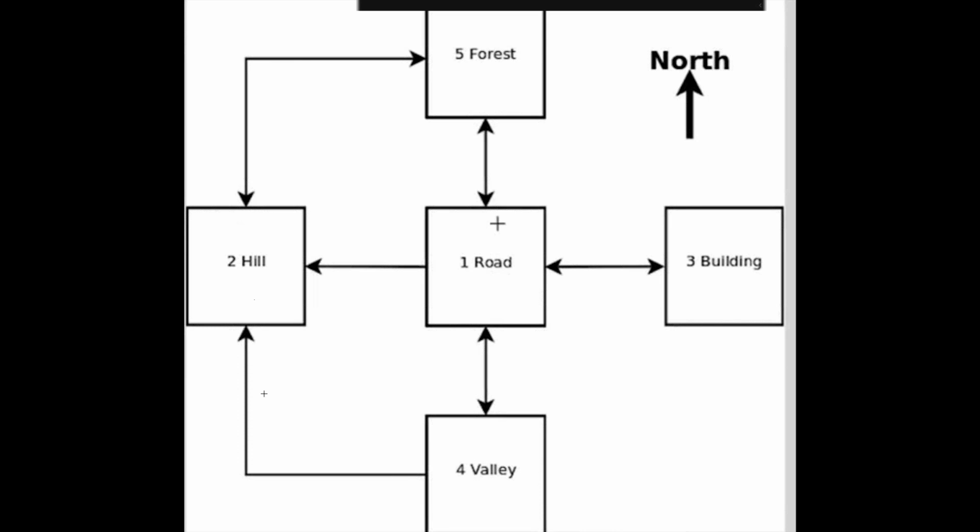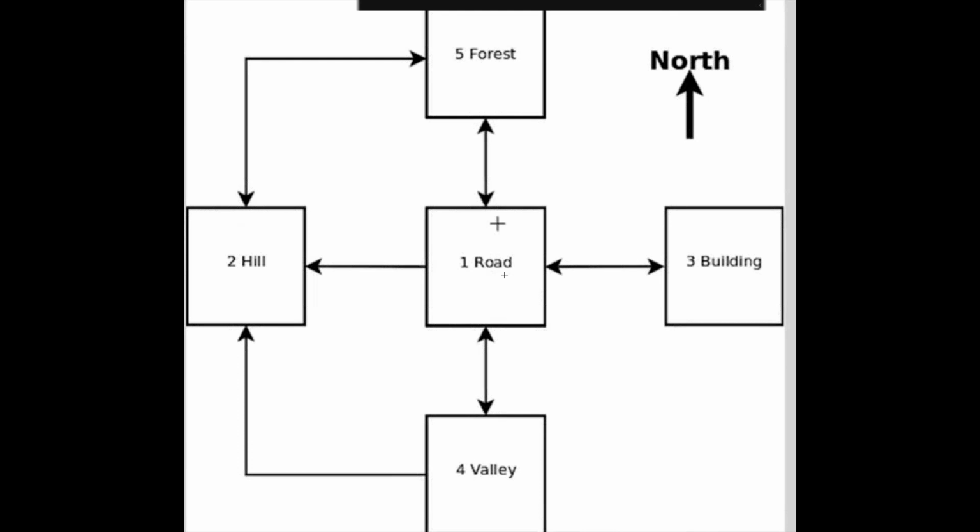Correct? There is no exit on the south, east, west. Do you agree? Because you can only go to the north. On the same lines, the road has exits in all four directions. The building has an exit only to the west, and the valley has exits to the west and the north.